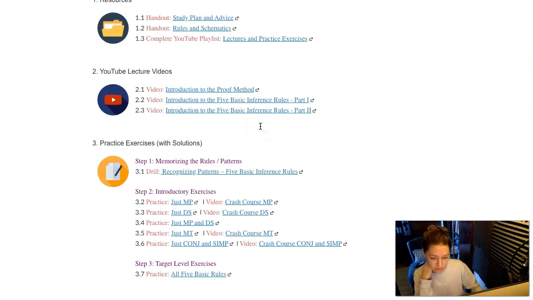So scroll down. What's 3.4? 3.4 is where you're using 2 rules at once. And 3.6 is where you add in 2 additional rules, and if you can easily do a couple of those, maybe you're done for the week, or maybe move on to all 5 basic rules.